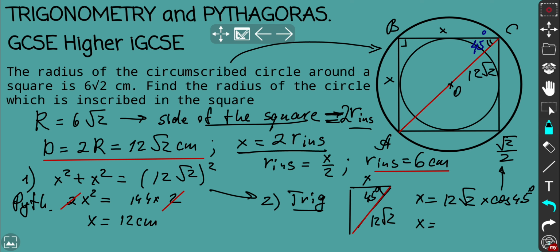We've got 12 square root of 2. Let's do that. Square root of 2 times the same square root of 2, over 2. Square root of 2 and square root of 2 will give you 2. 2 and 2 will be cancelled, so x becomes the same, 12. So in this case, I think that trigonometry works faster.